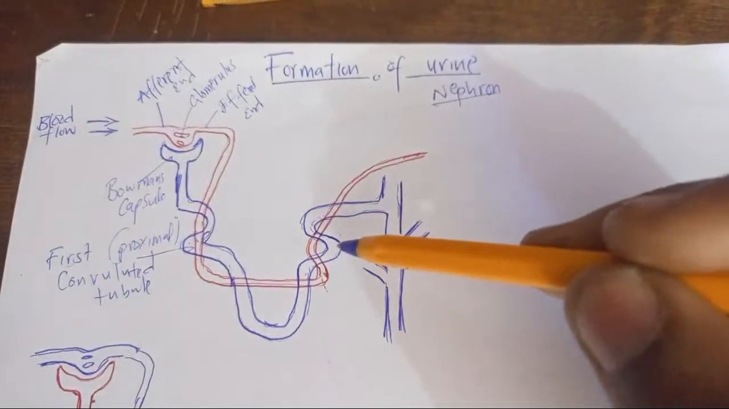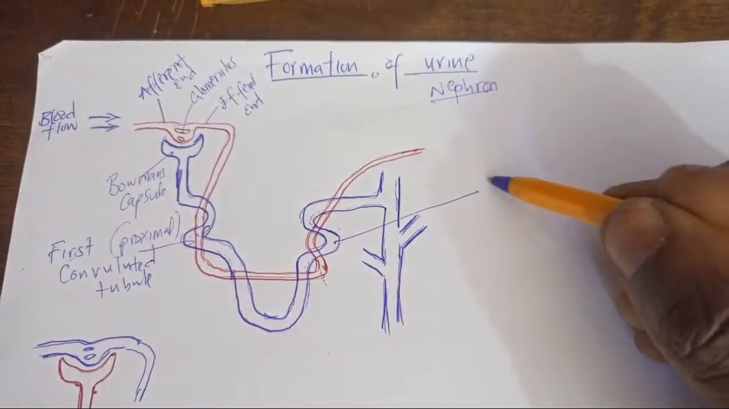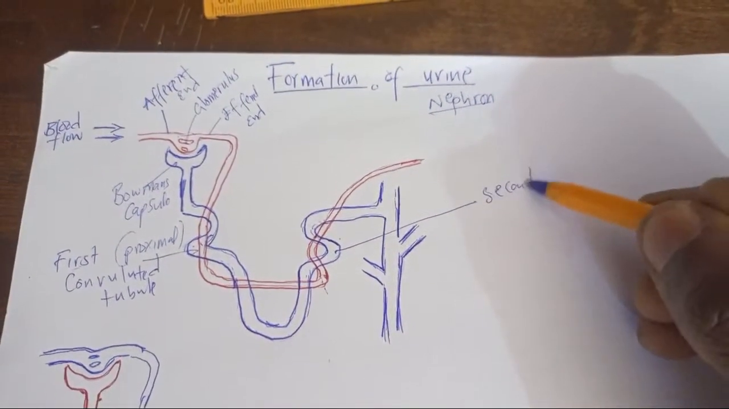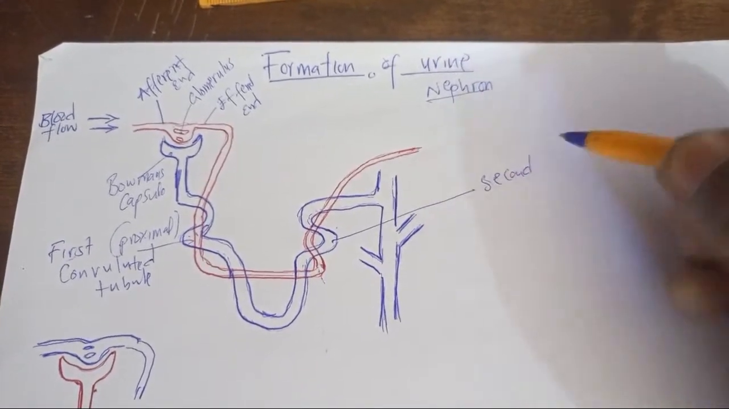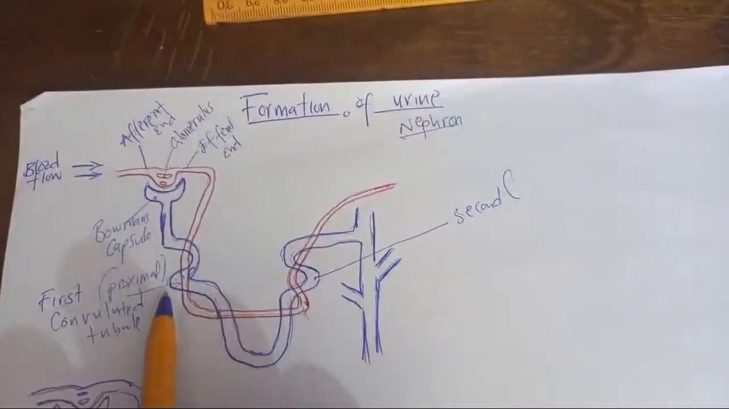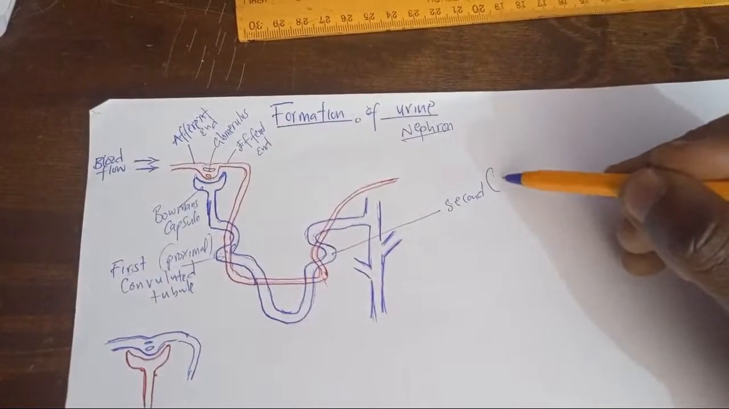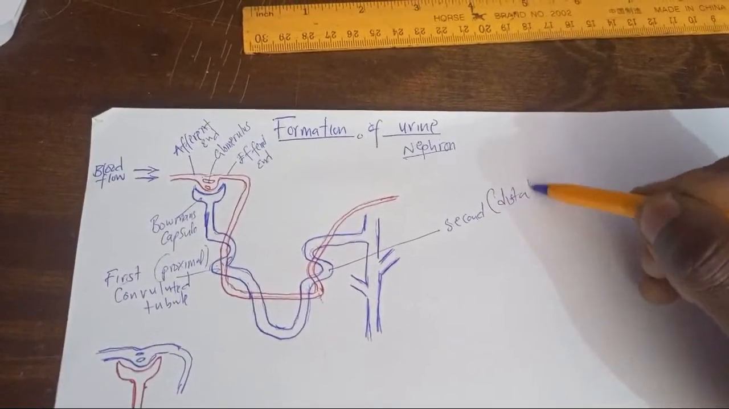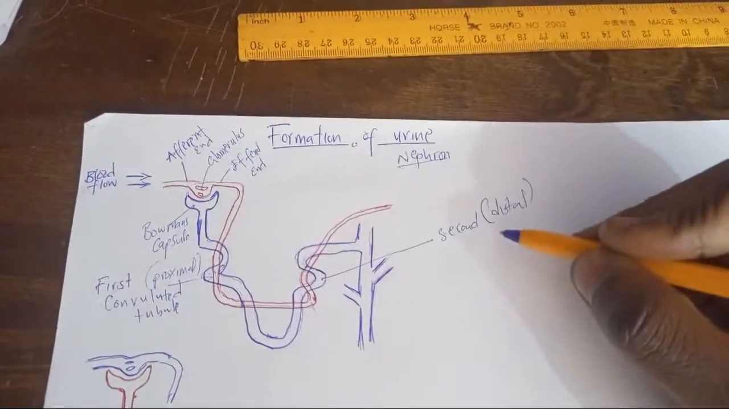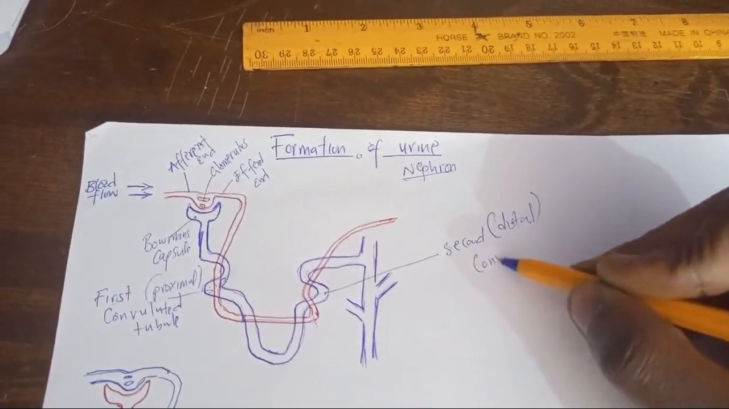Then the second one is called the distal. This one is the proximal, then this one is the distal. So distal, like this. It is also a convoluted tubule.